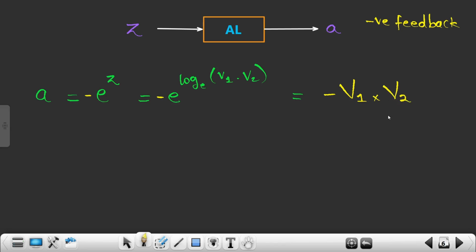So if you want, you can keep this particular output, because our main intention was to get the multiplication of the two input signals. Or else what you can do is apply a buffer amplifier or an inverting amplifier with a gain of 1, right?